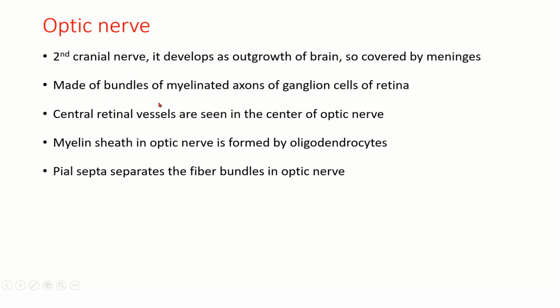It is made up of bundles of myelinated axons arising from the ganglion cells of the retina. The myelin sheath in the optic nerve is formed by oligodendrocytes, as I said earlier. At the center of the optic nerve, you can see the central retinal vessels. I'll show you in the next diagram. The pia mater which surrounds the optic nerve sends septa which separate the fiber bundles in the optic nerve.